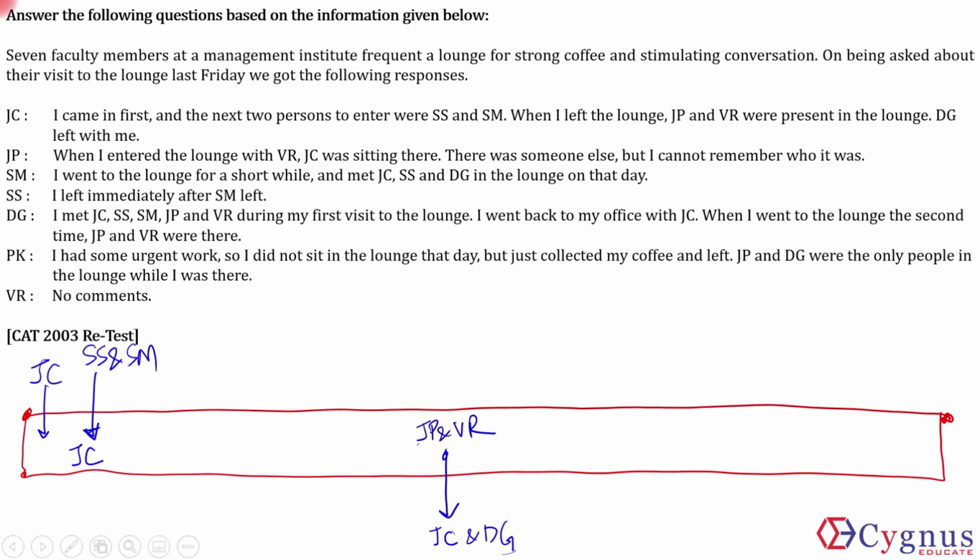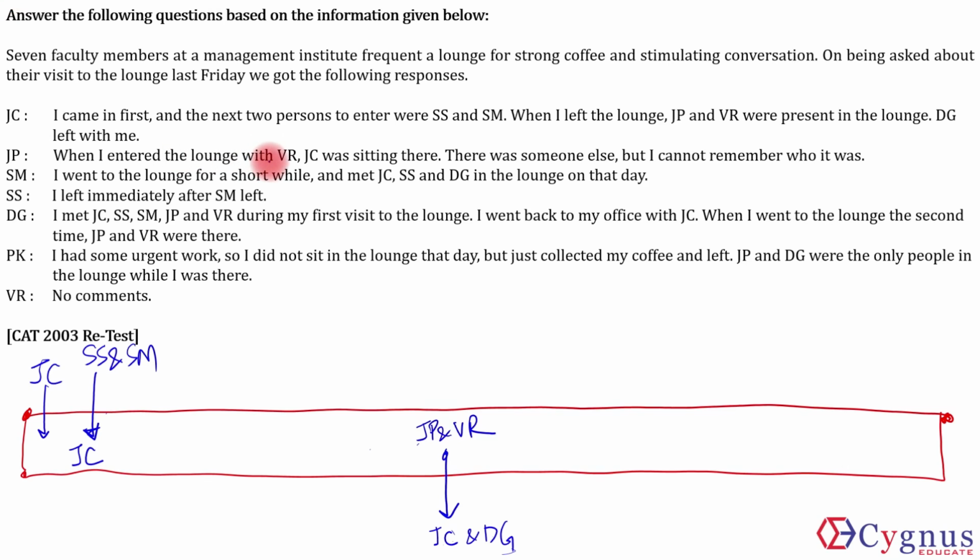Okay? So JC came in. Immediately after JC, SS and SM came in. Something happened in between: DG came, JP came, VR came, and SS and SM left in between, and then this happens. Okay, this is the information we can gather from the first statement. Now let's look at JP's statement.